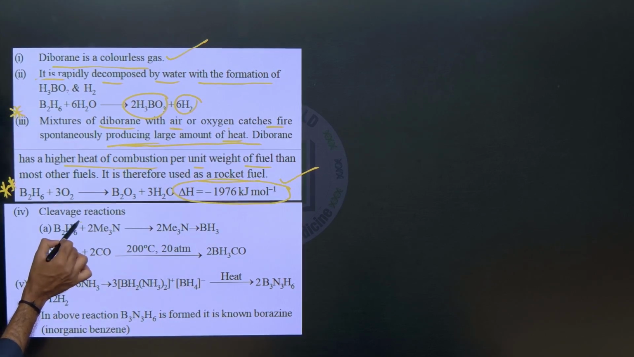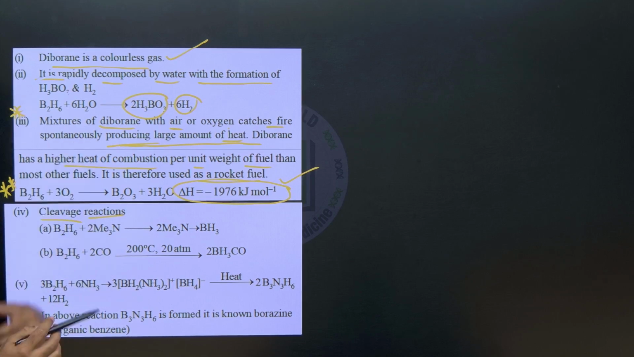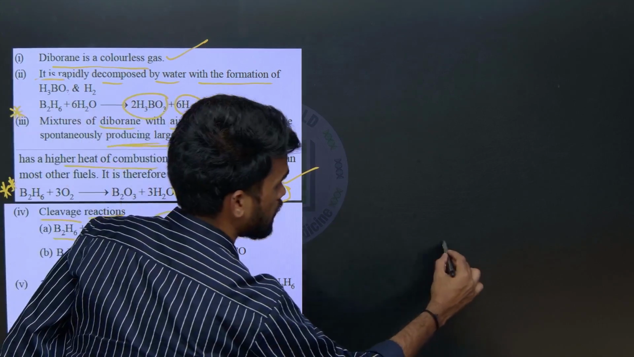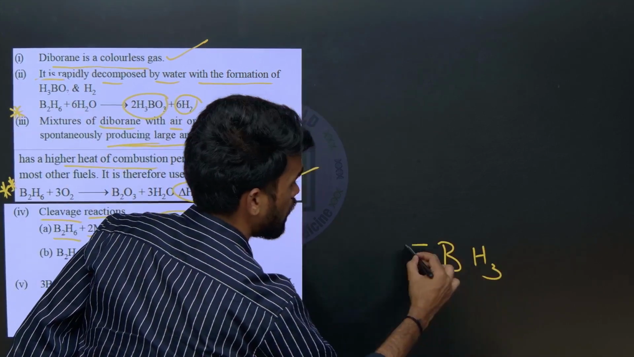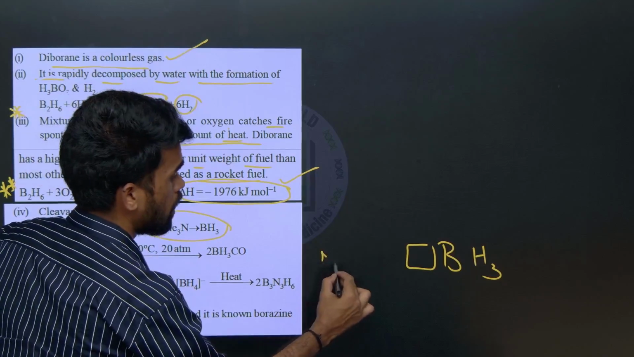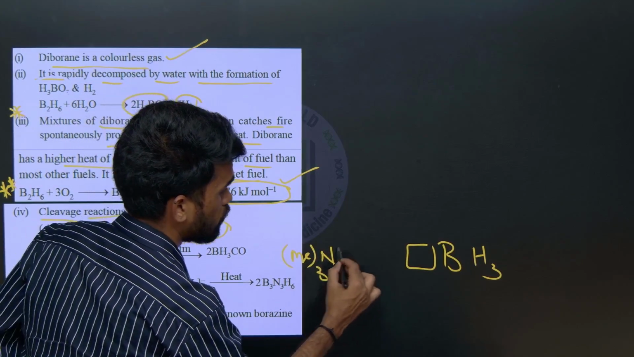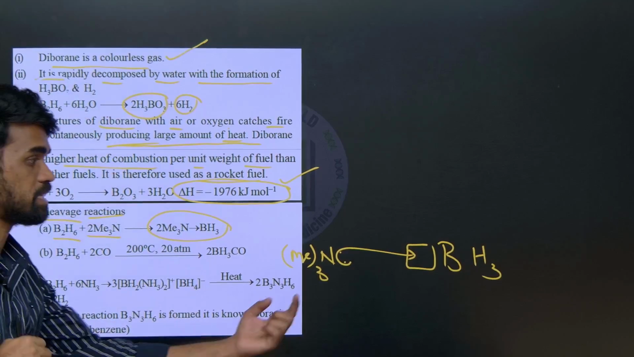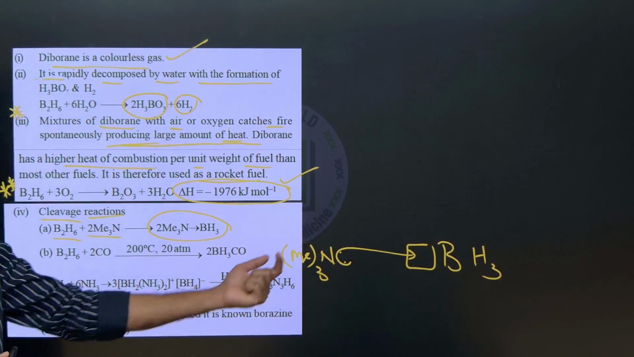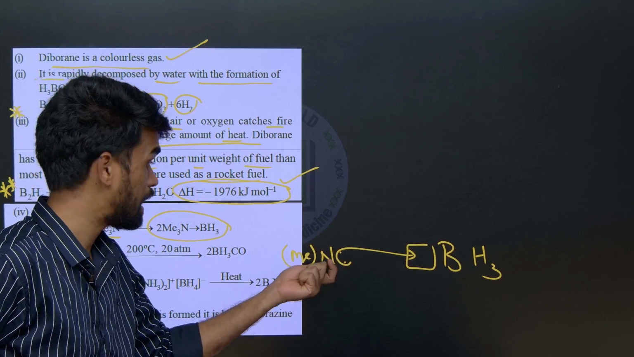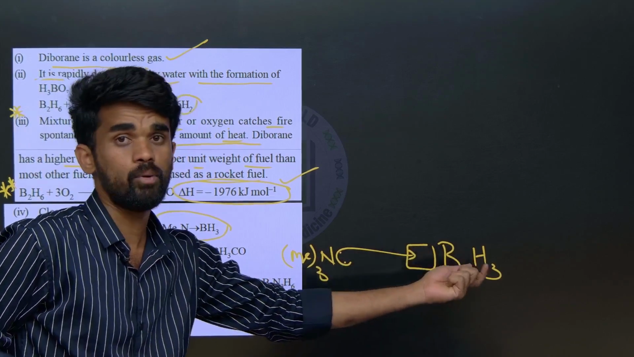Now the cleavage reactions shown by diborane, let us see. When diborane is treated with trimethylamine, it produces an adduct like this. We know BH3 has an empty orbital, to which the alkyl amine we have taken, trimethylamine, will donate its lone pair electrons. We can say this is an adduct formed by a coordinate covalent bond from donation of lone pair electrons from nitrogen to borane.